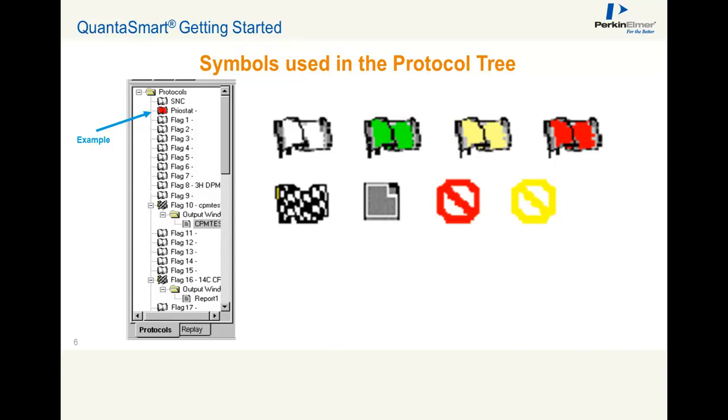A white flag indicates an inactive protocol. A green flag identifies the current counting protocol. A yellow flag indicates that at least one count cycle for the assay has been completed, though the protocol has remaining count cycles. The red flag is the Priostat flag. It will turn from red to green when the Priostat protocol begins. A checkered flag is displayed when all the count cycles for the protocol have been completed. A red or yellow prohibitory symbol indicates that a protocol cannot be counted or cannot perform data analysis.